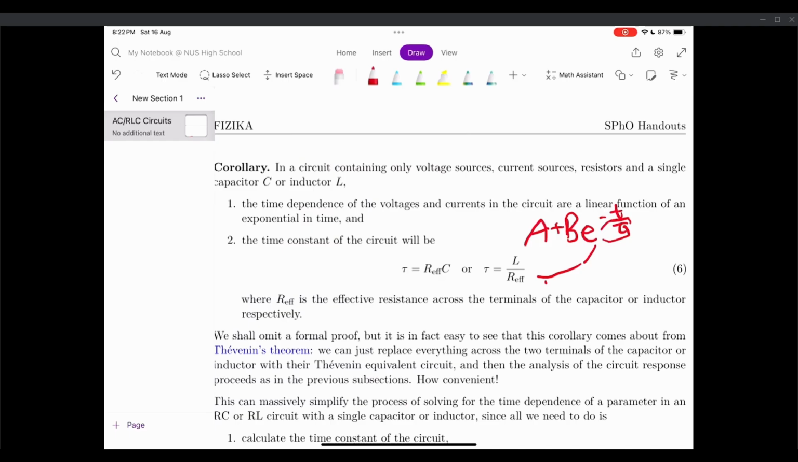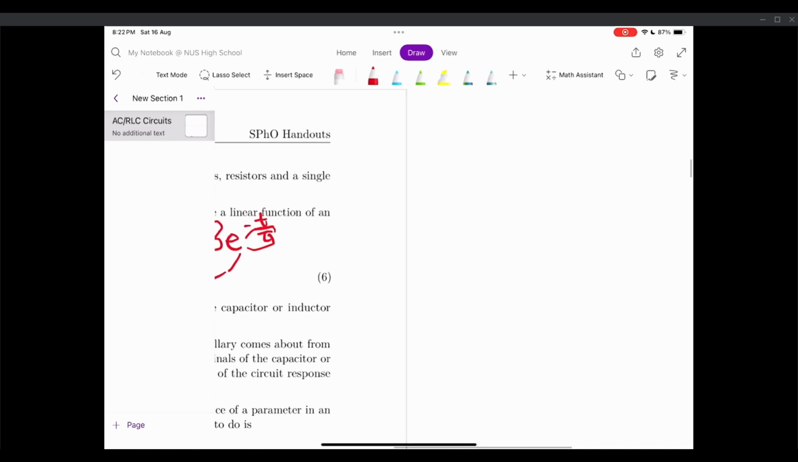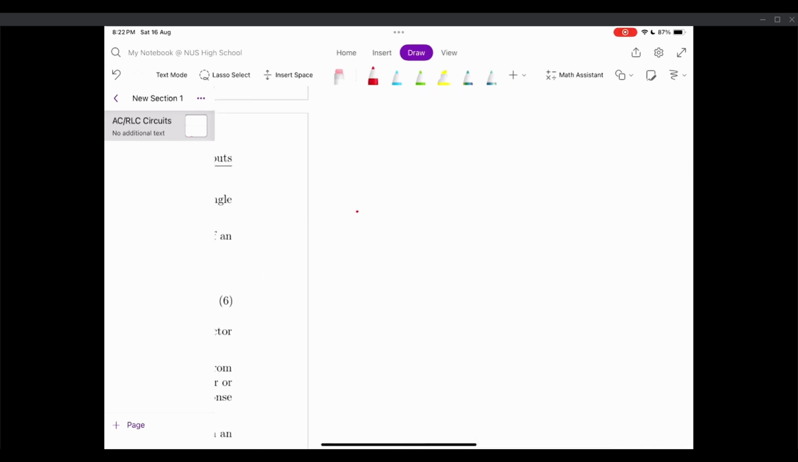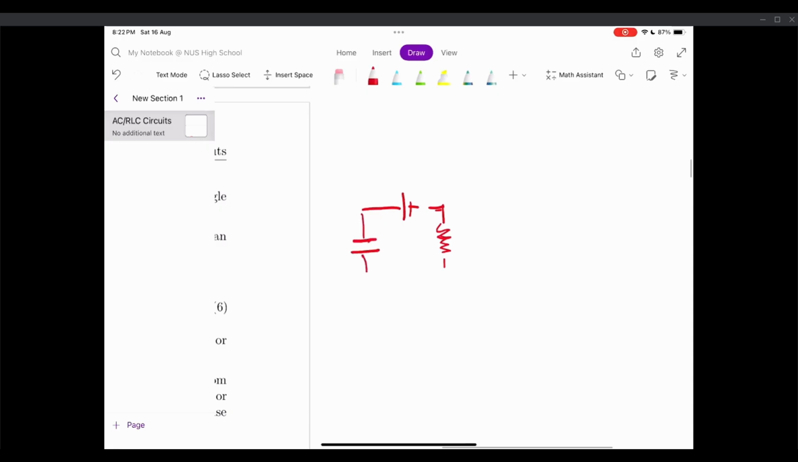let's say you had a circuit which looks like this, okay, and you want to find the time constant. Let's say these all had equal resistances R. To find the time constant of this circuit, all you'd do is find the effective resistance across the two terminals of the capacitor.